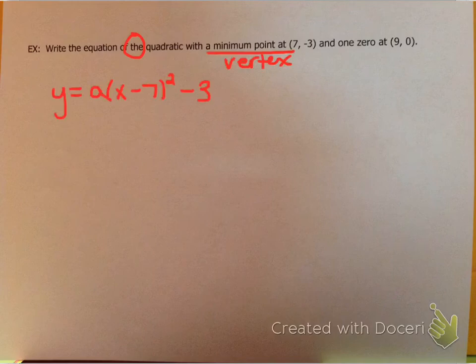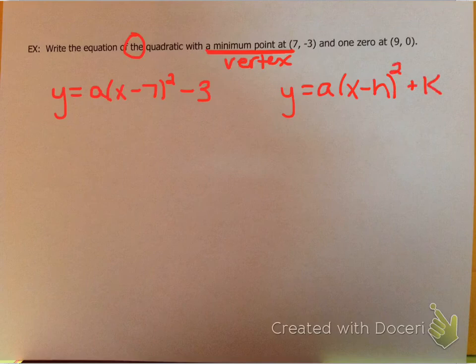Okay, so hopefully you figured out that the minimum point meant you'd been given the vertex, so you were going to use vertex form. Then hopefully you also remembered that vertex form says x minus h, so there's a sign change in there, and plus k, so that means the 7 has a sign change but the negative 3 doesn't. And then you should have plugged in the x and the y that you were given.